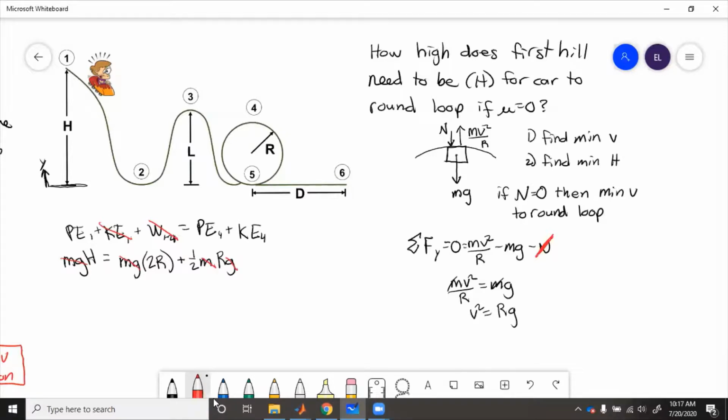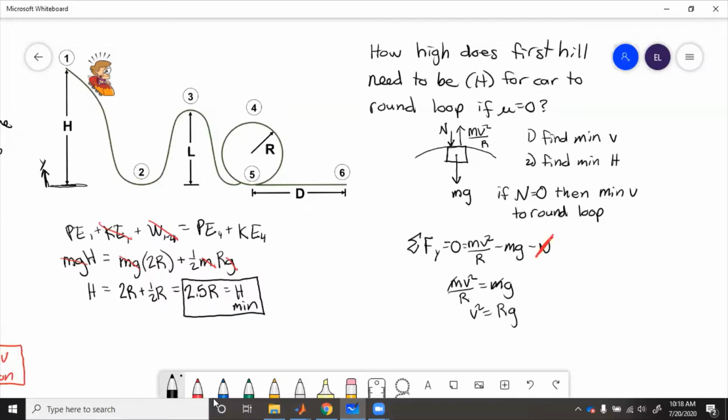So the height that the hill needs to be does not depend on the mass of the car. It doesn't matter how many people are riding the roller coaster; they can still make that hill the same height. Also, it doesn't depend on what planet you are on. So now we know h equals 2r plus 1/2 r equals 2.5r. So h has to be 2.5r minimum for that car to go around the loop.